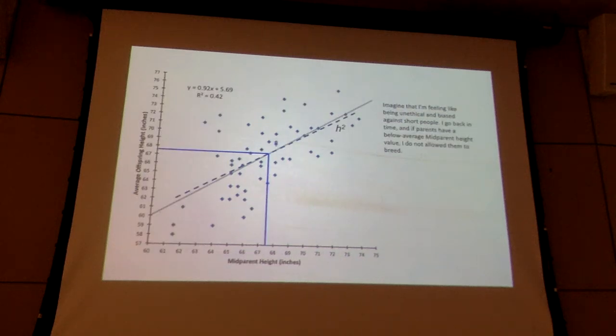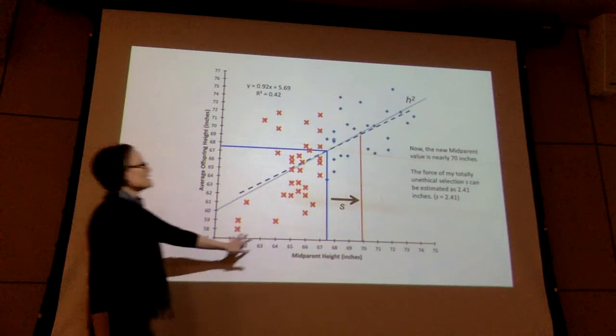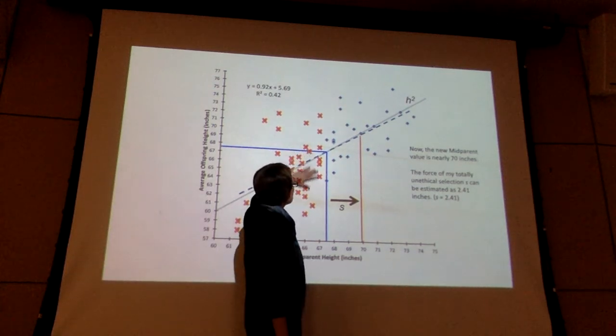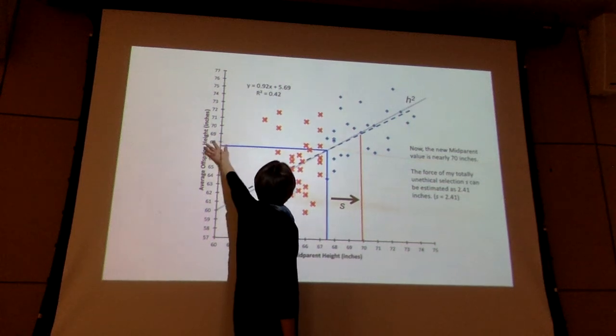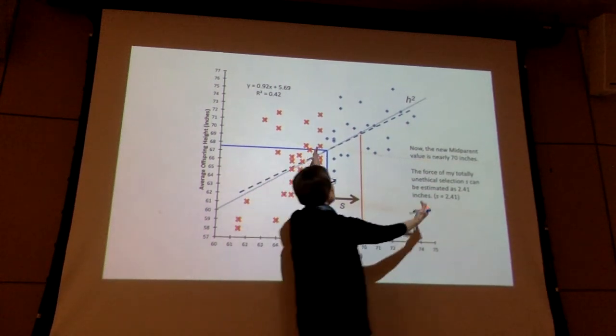Okay, so here again we have this exercise where I'm feeling super unethical and biased against short people. So I go back in time, and if the parents have a below average mid-parent height value, I don't allow them to breed. So I've marked out everybody with an X here. Okay, so I took out these parents, so they're not parents anymore. Obviously there aren't any offspring coming from them. Okay, so here's my population.